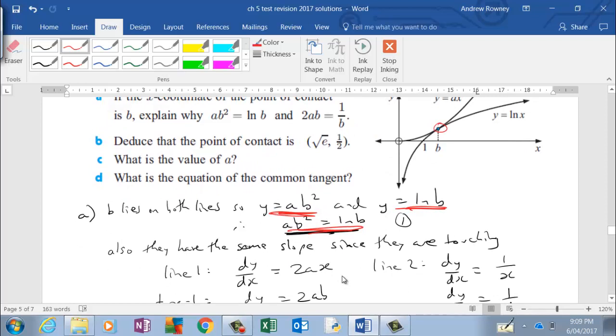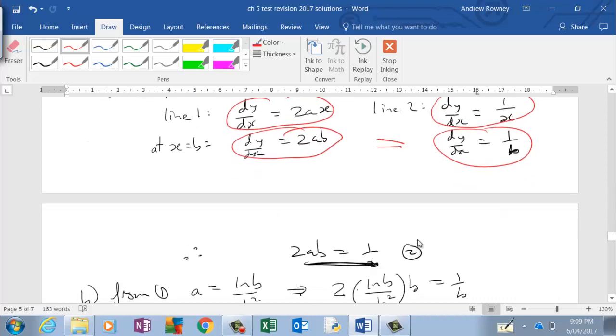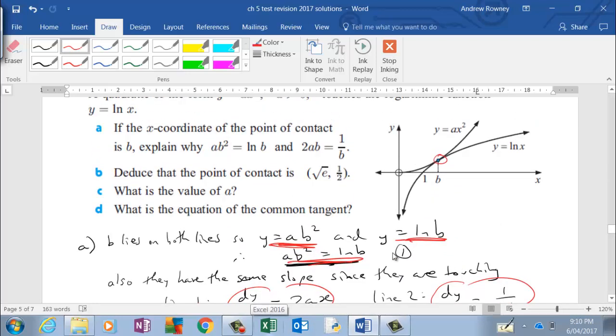They also have the same slope because they are touching. So we can find the derivative of the first line, and we can get the derivative of the second line. Now at x equals b, we'll get the instantaneous slope, which is 2ab, and substitute b in there, 1 on b. So those two have to be equal because they're at the same point and have the same slope. So that's equation 2 we've got now. So we've got two equations, equation 1 and equation 2.